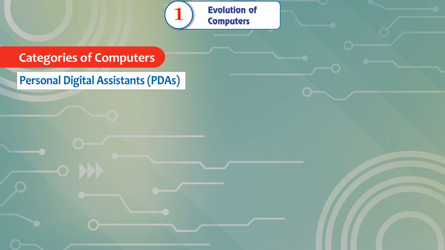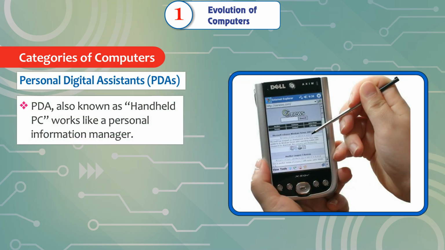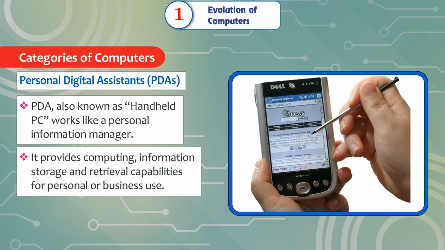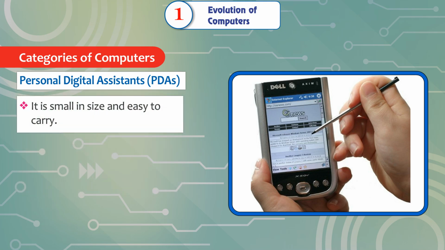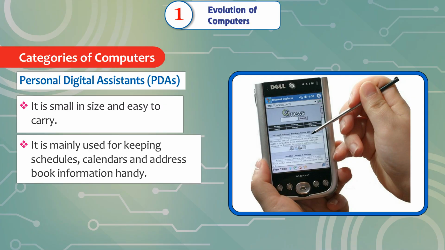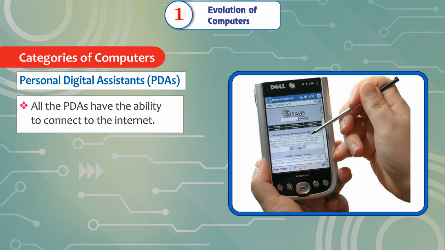Personal digital assistants, PDAs. PDAs, also known as handheld PC, work like a personal information manager. It provides computing, information storage, and retrieval capabilities for personal or business use. It is small in size and easy to carry. It is mainly used for keeping schedules, calendars, and address book information handy. All the PDAs have the ability to connect to the Internet.